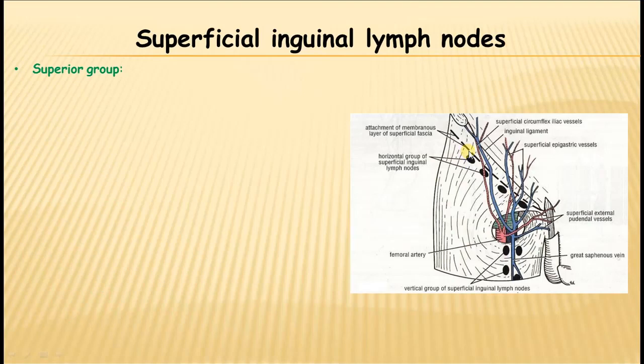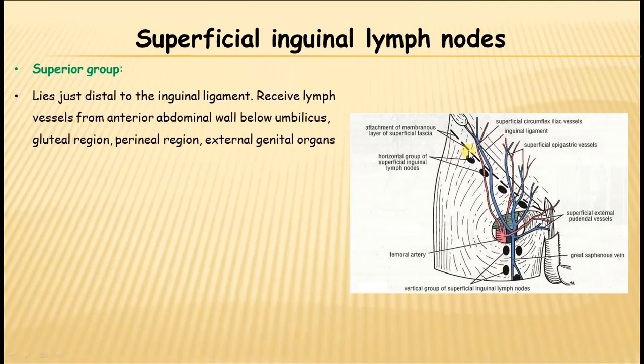The horizontal set is called the superior group, and they are situated below the inguinal ligament. They can again be divided into a lateral set and a medial set. The lateral set drains the lateral part of the thigh, gluteal region, and the lateral part of the anterior abdominal wall below the level of the umbilicus.